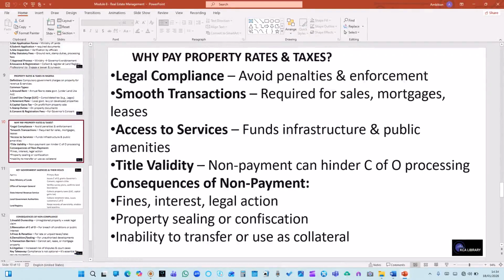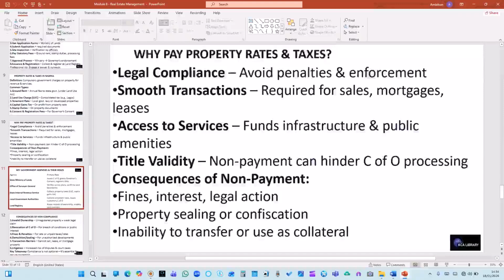Now let us look at the consequences of non-payment. The consequences include that it may attract fines, interest, as well as legal action. The property may be sealed or confiscated by the government. Number three consequence is inability to transfer or use it as collateral. So when you fail to pay tax, the property may not be used as collateral or may not be transferred from one person to another.